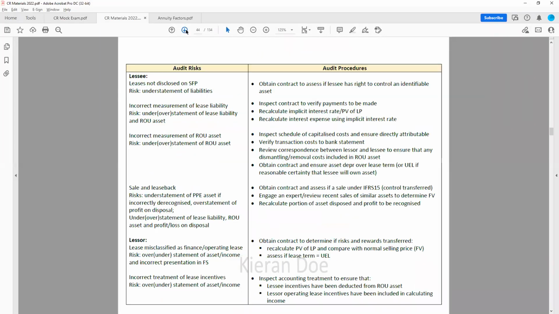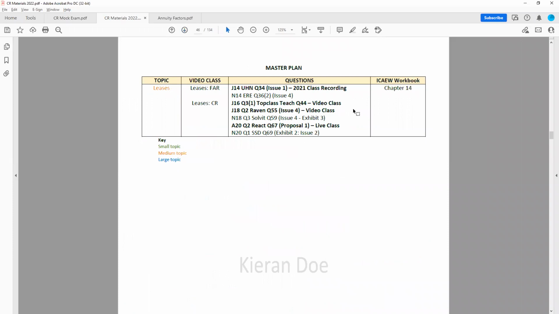So with leases, it has come up fairly frequently. So these are some questions here that you can go away and attempt. Several of these are covered in my video classes and in my live classes. But here are some questions on leases. So after this class, you can go away and practice several of these.